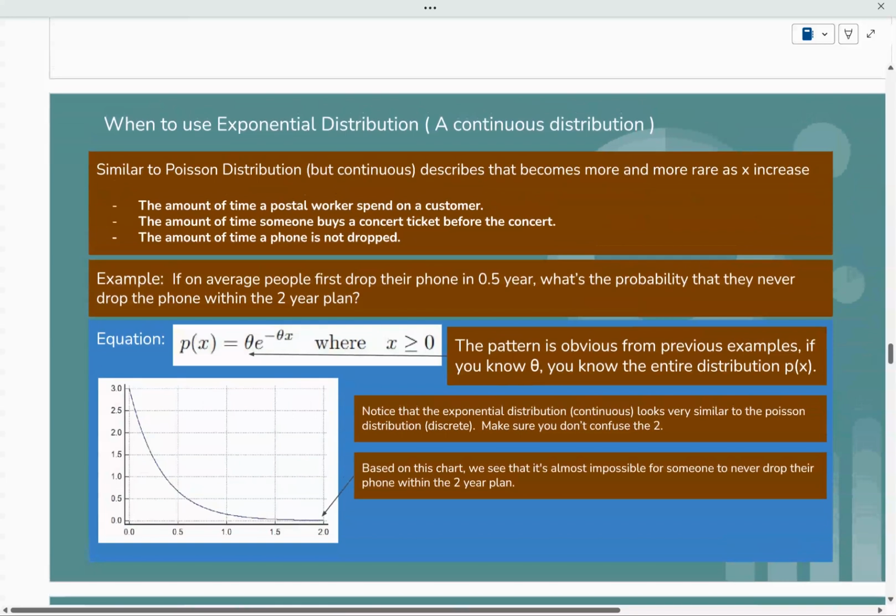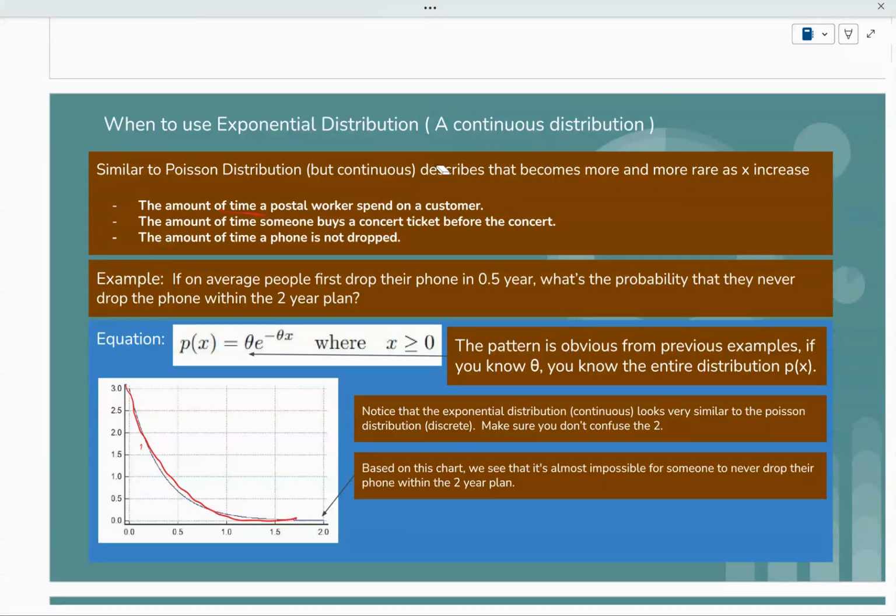All right. The next one is called an exponential distribution. An exponential distribution is a continuous distribution that describes an event that becomes less and less likely as x increases. So, the amount of time a postal worker spends on a customer. Chances are the postal worker will spend, you know, half a minute to a minute, but it's unlikely that they spend more than 2. You see, more than 2. So a distribution that kind of drops down like this is called an exponential distribution.